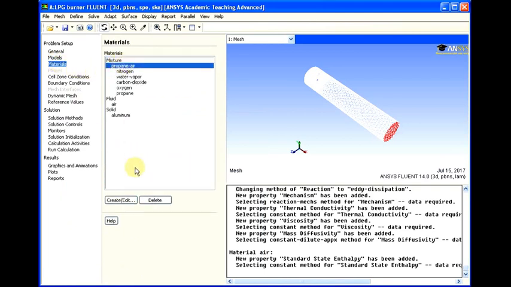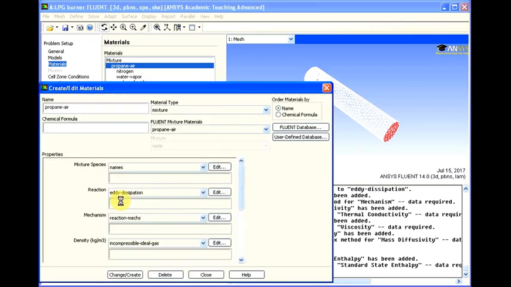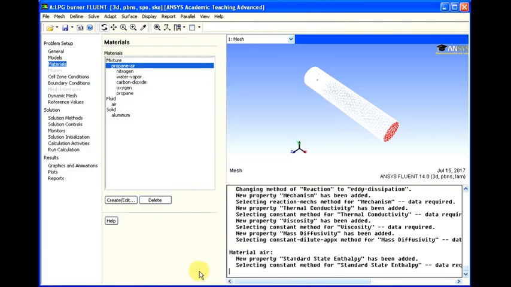Now for the materials, we just make sure the propane-air from the database is there. You have all the properties. You can change them if you want.